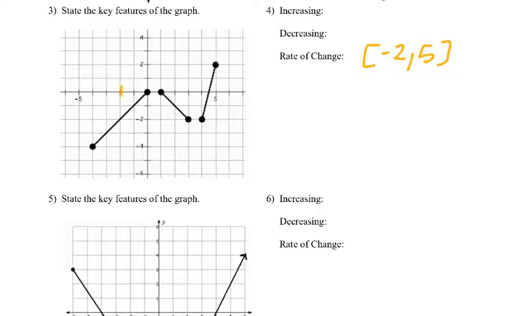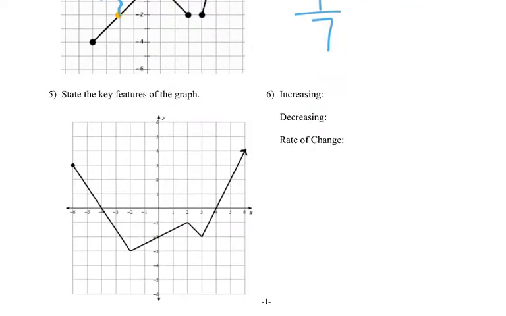So at -2 to 5, I find where my line hits. My line hits here. My line hits up there. Now I'm going to do this rise and the run. So 1, 2, 3, 4. Goes up 4 to the right. 1, 2, 3, 4, 5, 6, 7. So my rate of change, 4 over 7. Okay, and that's all there is to it, guys.